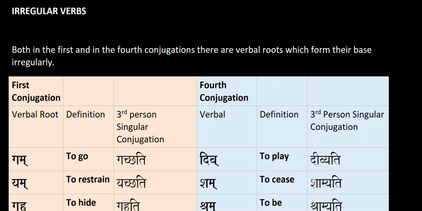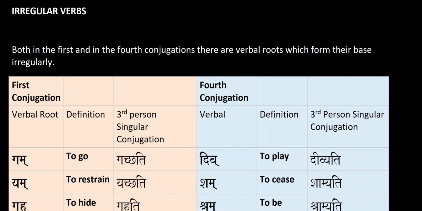We just finished up the fourth conjugation, and now what I would like to introduce to you are irregular verbs. Yes, just like English, just like French, just like Spanish, there are also irregular verbs in Sanskrit, and we're going to be going over the vocabulary words that are conjugated irregularly. So let's take a look at what it says here.